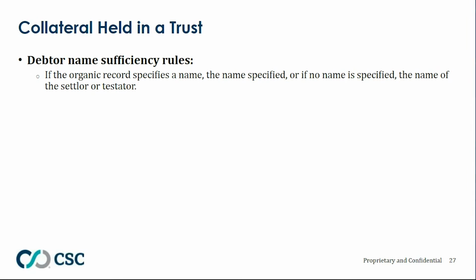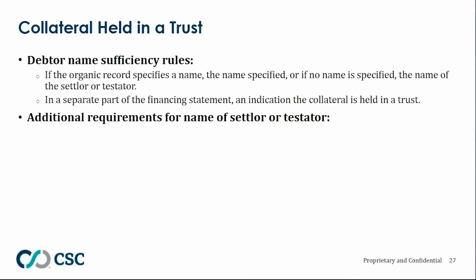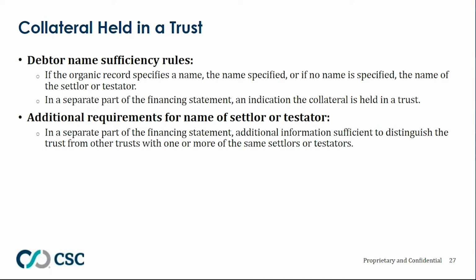And in a separate part of the financing statement, an indication that the collateral is held in a trust, and if the name of the settlor or testator is provided, then in a separate part of the financing statement, not the name field, provide additional information to distinguish the trust from other trusts with the same settlor or testator. A word of caution here.